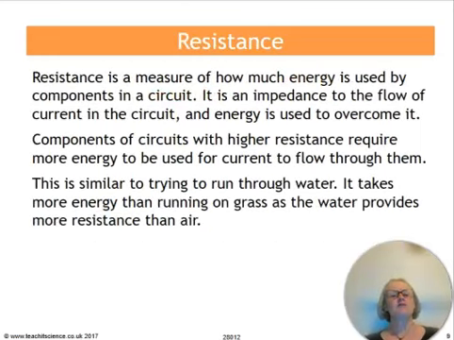Now, resistance is the third thing we need to think about. It's a measure of how much energy is used by components in a circuit. So it impedes the flow of the current. It stops or slows down or makes it harder for current to flow in a circuit. And energy has to be used to overcome this resistance. Components of a circuit with high resistance require more energy to be used for current to flow through them. And this would be like trying to run through water compared to running through air. It takes more energy to run through water than it would just running through the air, like as if you were running on grass.